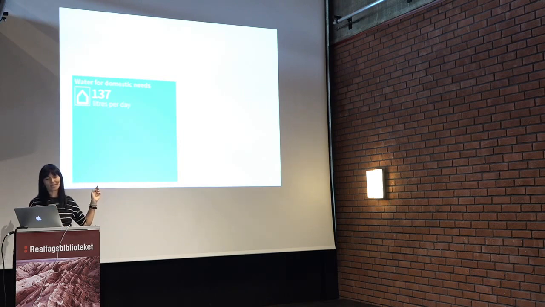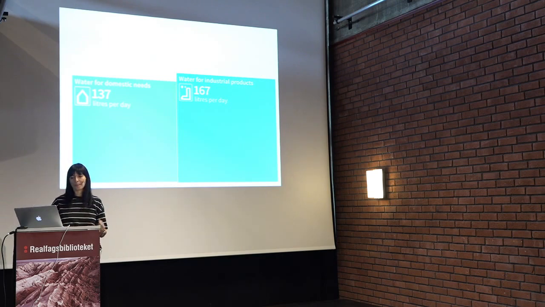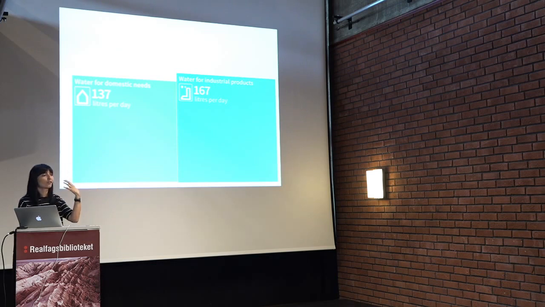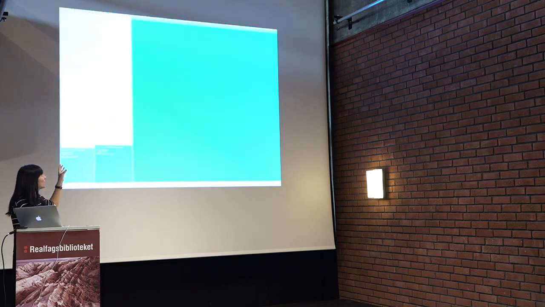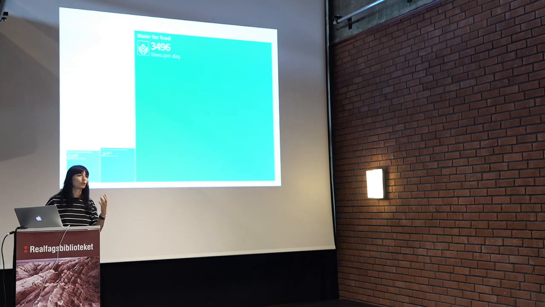The first invisible part is the water we use for the production of the industrial products that we use, like paper and cotton and clothes. And this amounts to 167 liters per person every day. But the big elephant in the room is the water that is used to produce the food we consume every day. And that amounts per capita to 3,496 liters. Meaning that 92% of the water we use is invisible, and it is hidden in our food.